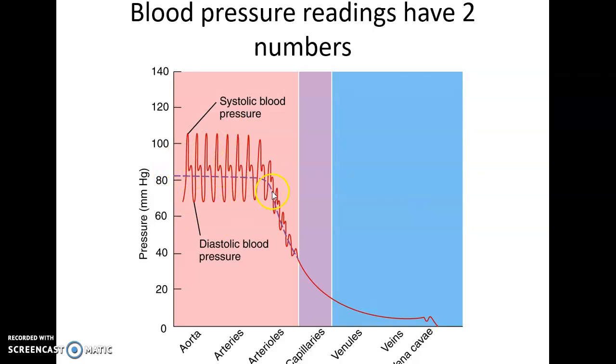As blood travels further and further away from the heart, blood pressure goes down, so it's lower in arteries further away, continues to get lower in capillaries, and then it gets really low in veins and finally returns to the heart. The blood pressure gets lower as you go further from the initial vessels coming directly off the ventricles.